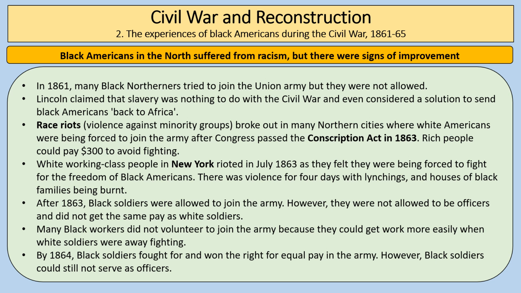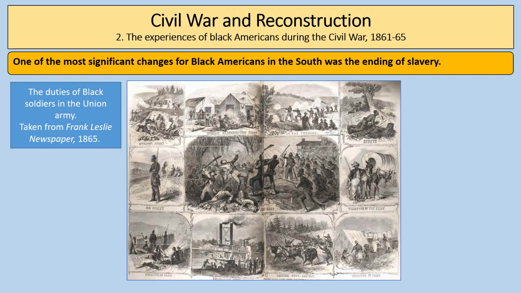After 1863, black soldiers were allowed to join the army, but they were not allowed to be officers, and they did not get the same pay as white soldiers. Many black workers did not volunteer to join the army because they knew they could get work more easily when white soldiers were away fighting. By 1864, however, black soldiers had fought for and won the right for equal pay in the army, but black soldiers could still not serve as officers.